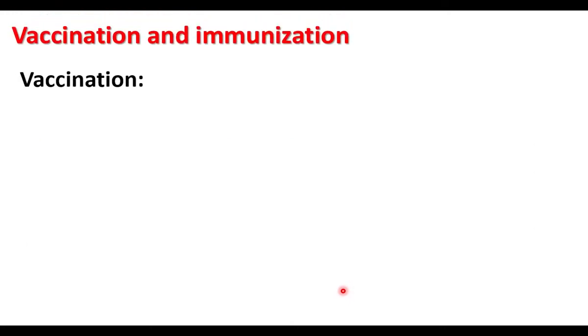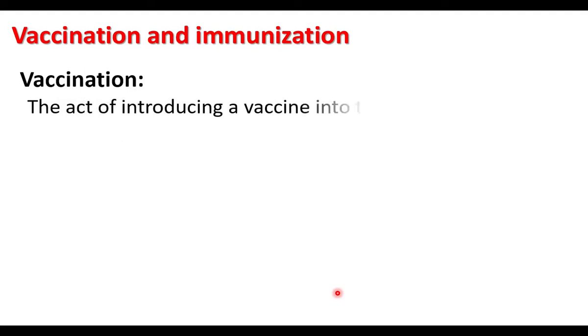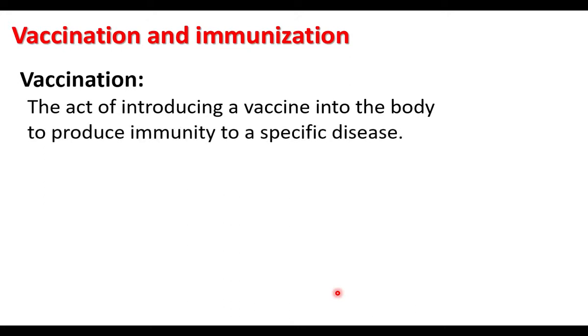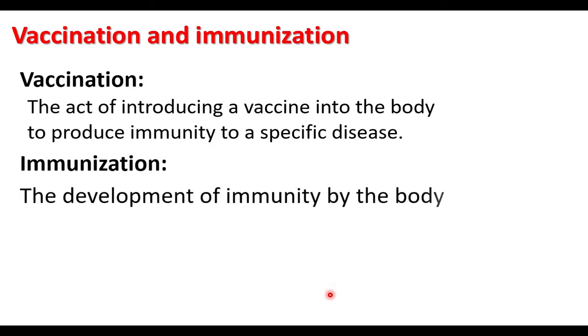Vaccination is the process of introduction of vaccine into the body to produce immunity to a particular disease. The first vaccine given to newborn babies is BCG. This vaccine is introduced to develop resistance against tuberculosis. This is vaccination. And after vaccination, the body develops immunity, that is immunization. The development of immunity by the body after vaccination is immunization.